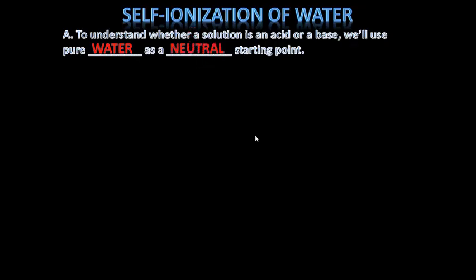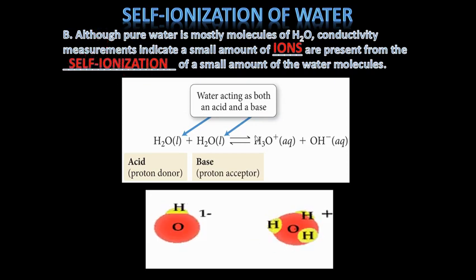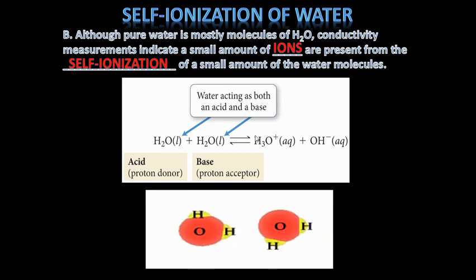First, to understand whether a solution is an acid or a base, we'll use pure water as a neutral starting point. Although pure water is mostly molecules of water, obviously, conductivity measurements indicate a small amount of ions are present from what's called the self-ionization of a small amount of those water molecules.